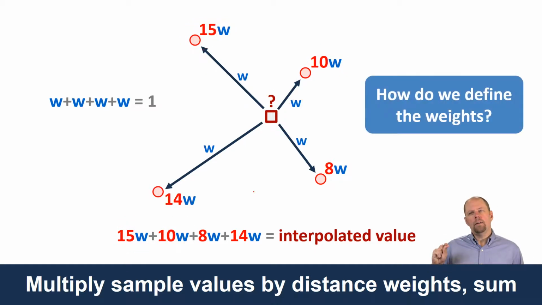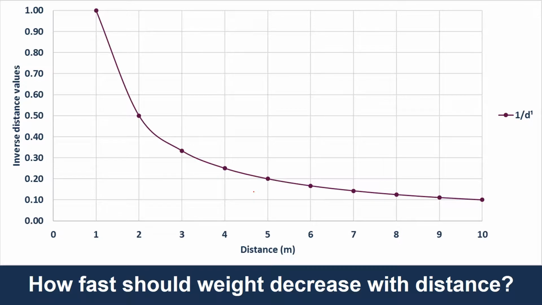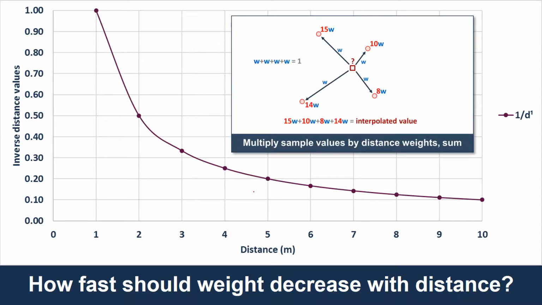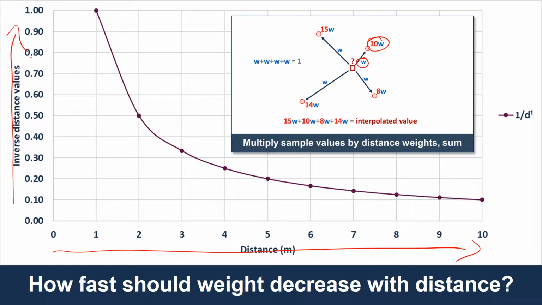Okay, so we're calling this inverse distance weighting. So how do we define the weights? Or another way of putting this is, how fast should the weights decrease with distance? So the idea here is that we have our diagram from the previous slide showing us that we have weights, and we're applying those to each sample point. And that's what I'm trying to show here with this chart: we have distance across the bottom, and we have the inverse distance values on our y-axis.